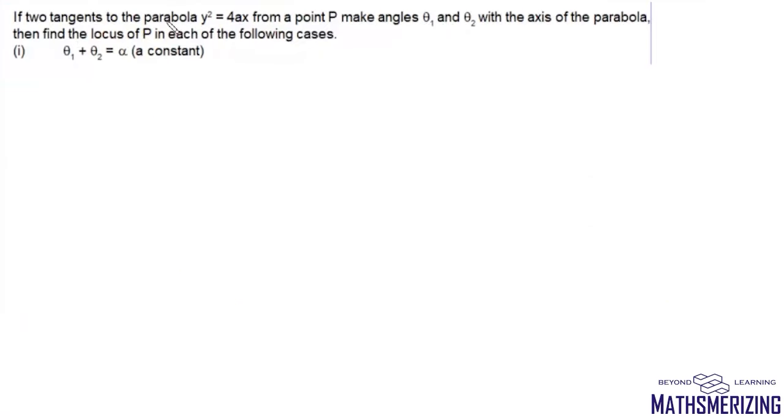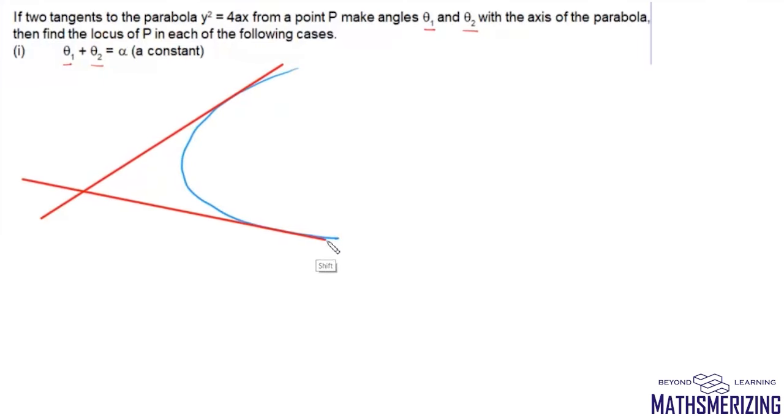Now the question is, if two tangents to the parabola y square equals 4x from a point P make angles theta1 and theta2 with the axis of parabola, then find the locus of P in each of the following cases. And the first case is when theta1 plus theta2 is alpha, which is a constant. Now suppose we have a parabola, and then we have tangents drawn at 2 points. Their point of intersection is suppose P, and we need to find locus of P.